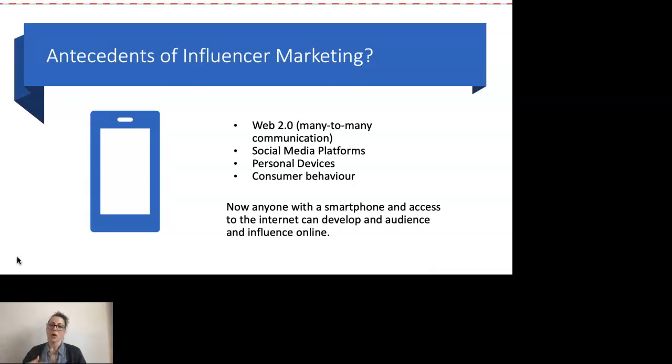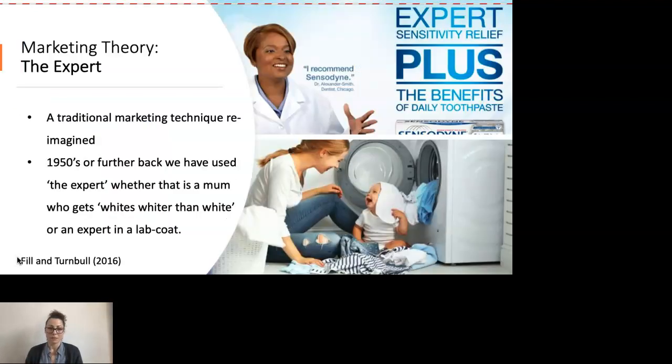So Web 2.0, the proliferation of social media, the fact that most of us in the developed world and developing countries have personal devices, we have smartphones and tablets, and all of this has come together to influence how we behave now. So we behave very differently from consumers in the 90s, perhaps even in the early 2000s, because we have connection to the internet, connection to other people, and connection to influencers. So it was this particular technology and these changes in behavior that have really been the antecedents of influencer marketing. So now anybody with a smartphone and access to the internet can develop an audience and perhaps be influential online.